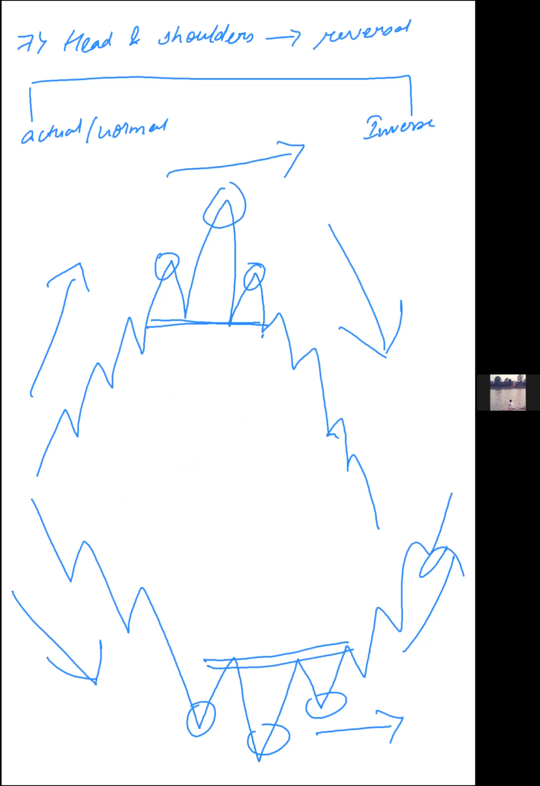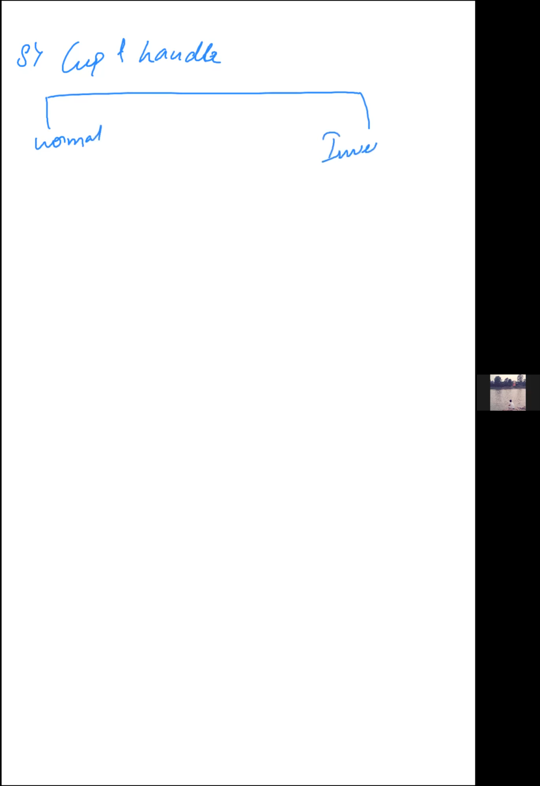Fine. Should I move to the last pattern? Okay, fine. And our last pattern, pattern number 8, is called a cup and handle. A cup and handle is also of two types, normal and inverted, and this is a continuation pattern.